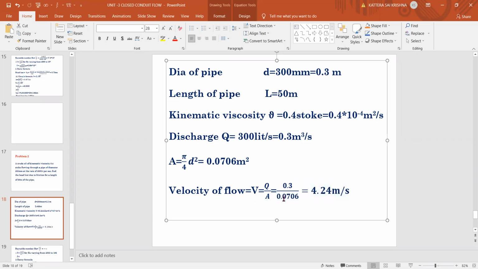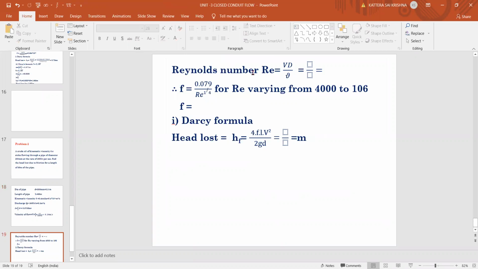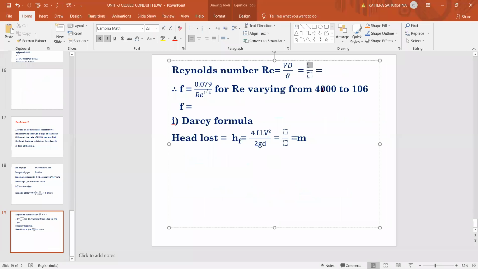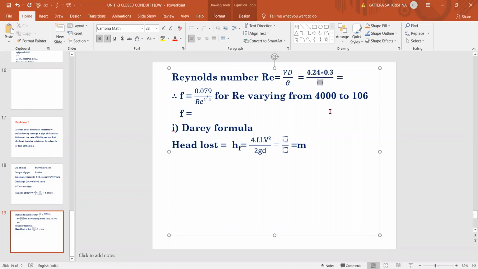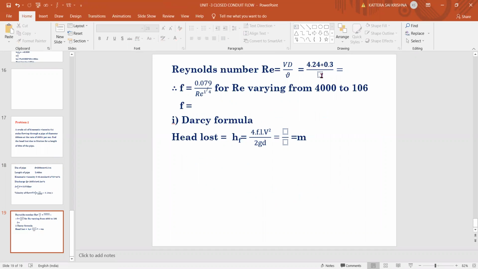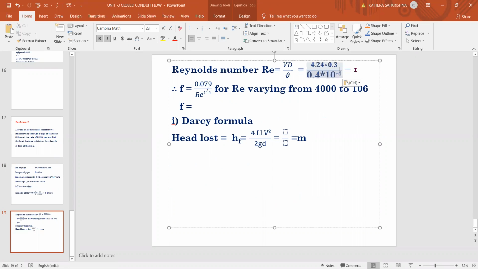So after getting your velocity, now what we can do, we can find hf using Darcy equation. So for that, we need to find the Reynolds number first. After writing this, find out the Reynolds number. So Reynolds number Re equal to VD by nu. So velocity already we found out, 4.24, into diameter already we know 0.3, and kinematic viscosity 0.4 into 10 power minus 4. Substitute all this, you will get your Reynolds number.